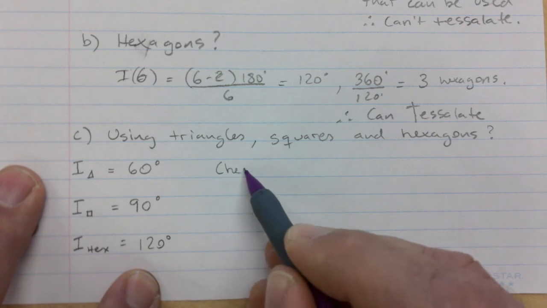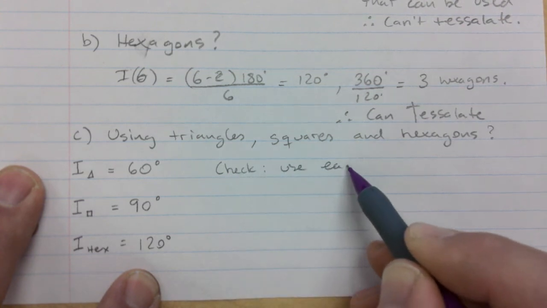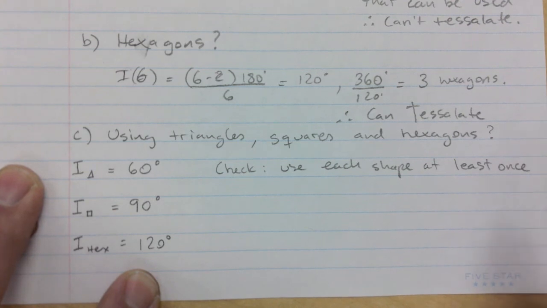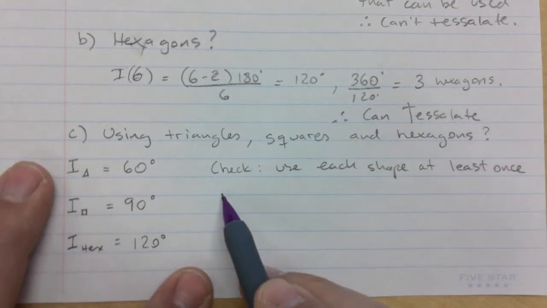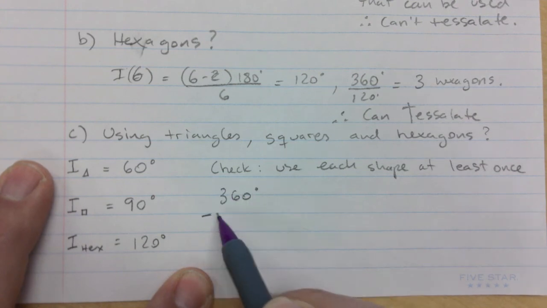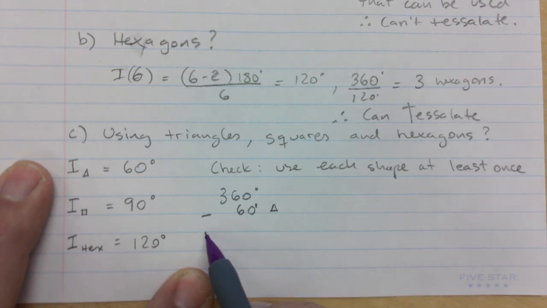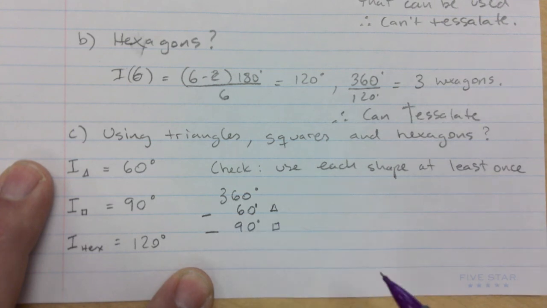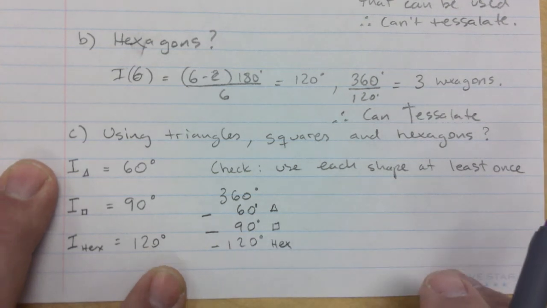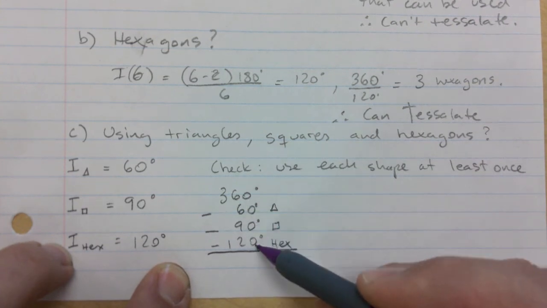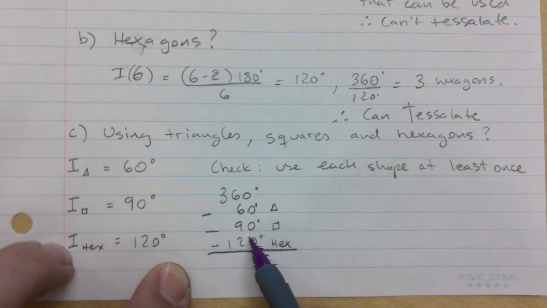So check: use each shape at least once. That's important when you're going to tell me whether or not that's going to work. So you start with 360 and you subtract. You take a triangle, minus 60, and if you want, minus 90, that's a square, and minus 120. So you're going to subtract one of each, for sure, because you have to be able to use one of each. When you subtract that, 150, 270, you're left with 90 degrees.